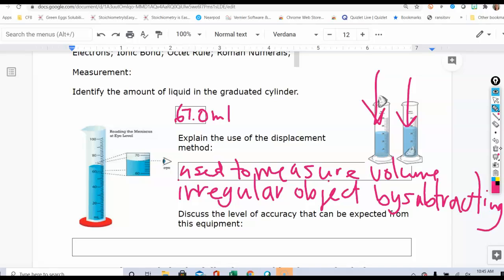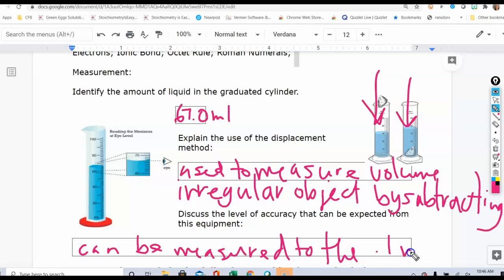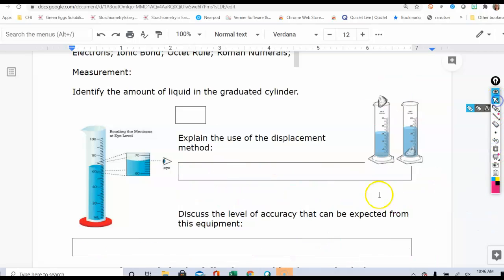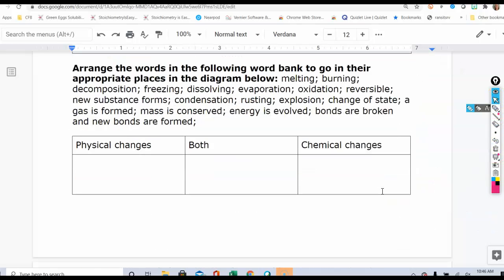Okay, and then the last part is we want to be able to talk about the level of accuracy that can be expected from this equipment. As we've already said, this equipment can be measured to the tenths place, or the 0.1 milliliter value. Something that would be more accurate would be something that could be measured to the 0.01 milliliter value, but that's what this is referring to here. Okay, on we go.